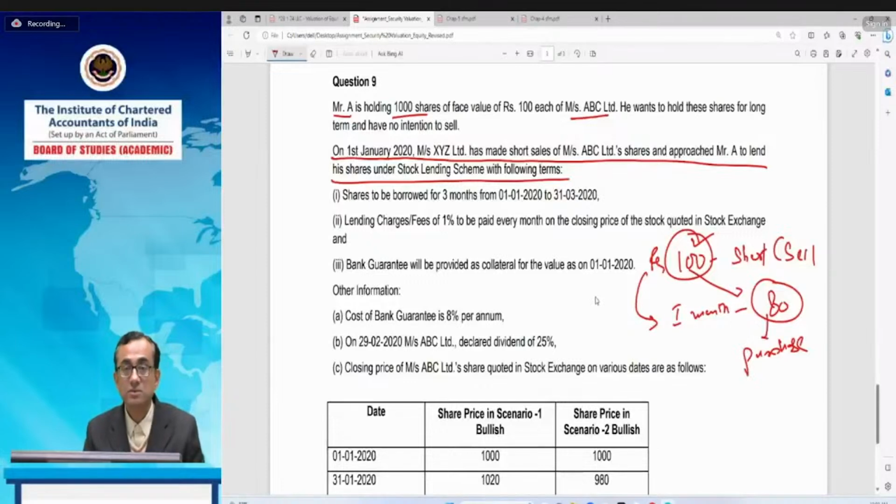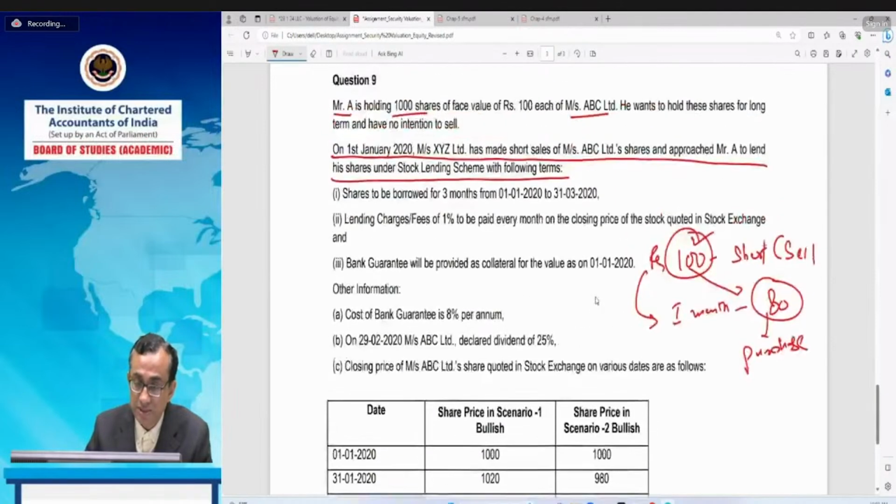But if he does not own the shares, what will happen? There is a facility under the securities lending scheme. So he can borrow it from some other person and he can sell. And then again, when the market prices come down, he can take the shares from that person and return it to him. For this purpose, a certain lending fee is charged.